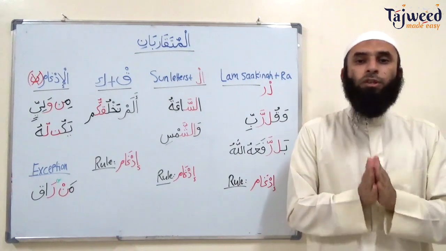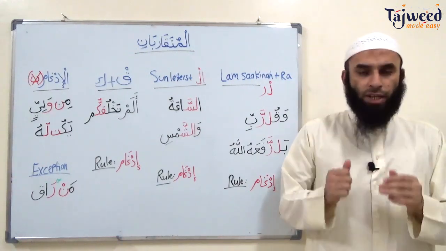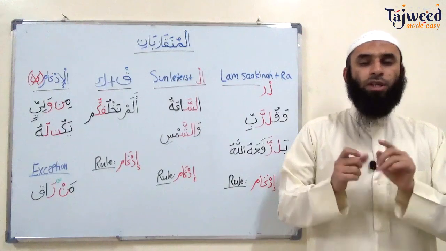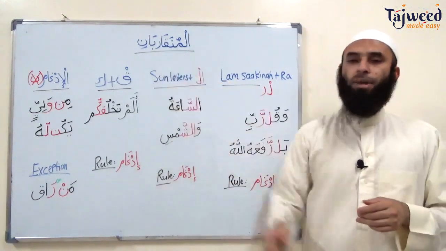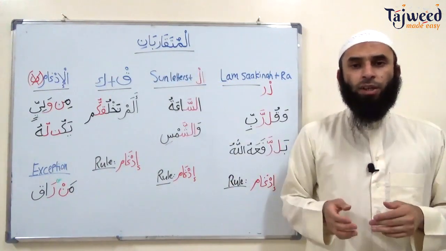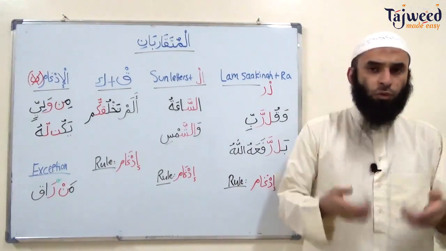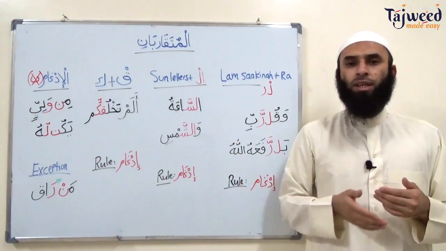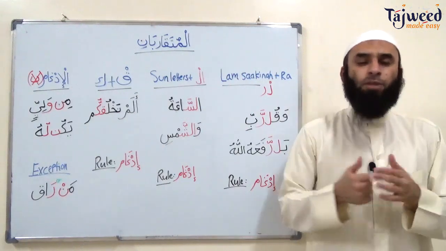In today's lesson, we're going to look at the last case of the relationship between two letters which are next to each other, which is al-mutaqariban. We'll find out its definition. We'll find out how to apply this rule, some of the mistakes that people make when applying this rule, and an exception to this rule.